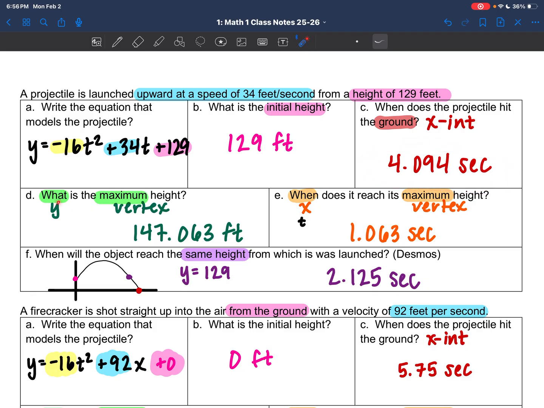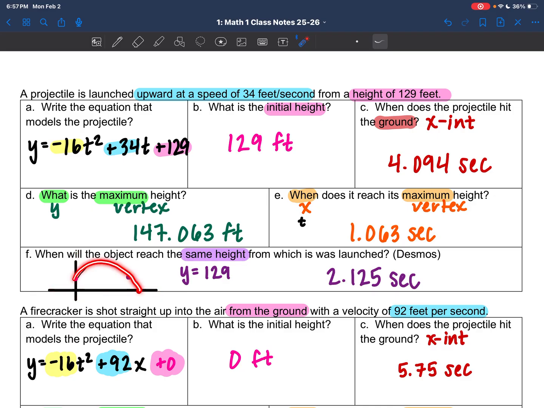And what's the maximum height? Well, that's your vertex also. So your vertex, again, you're going to plug this equation into Desmos, and then you're going to find when is its maximum. Well, that's the vertex.